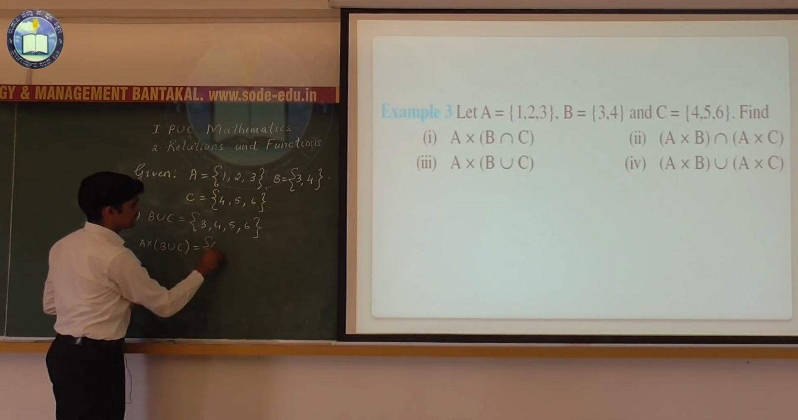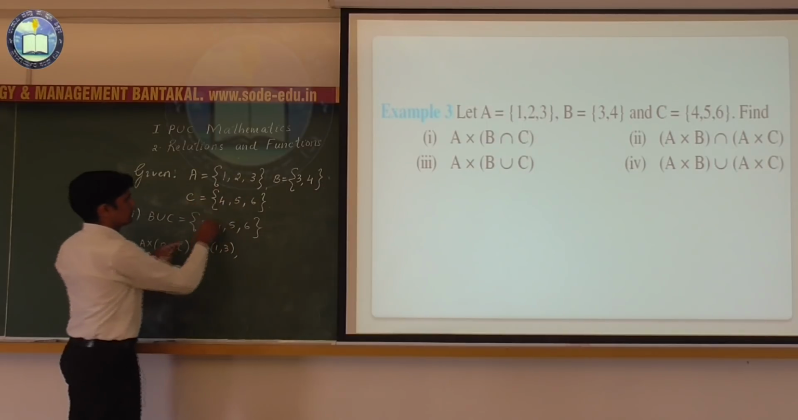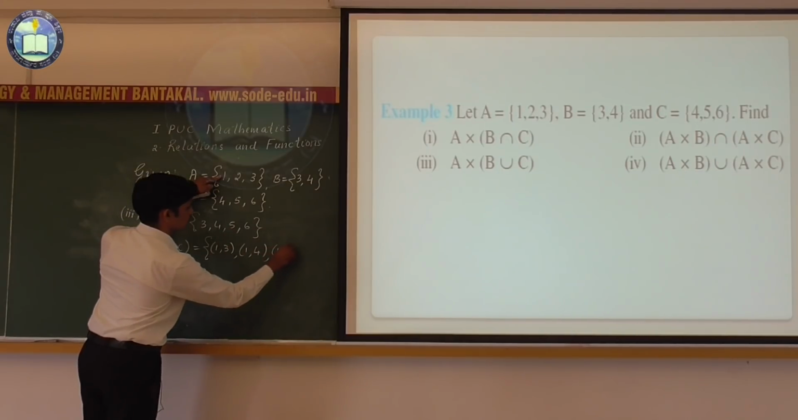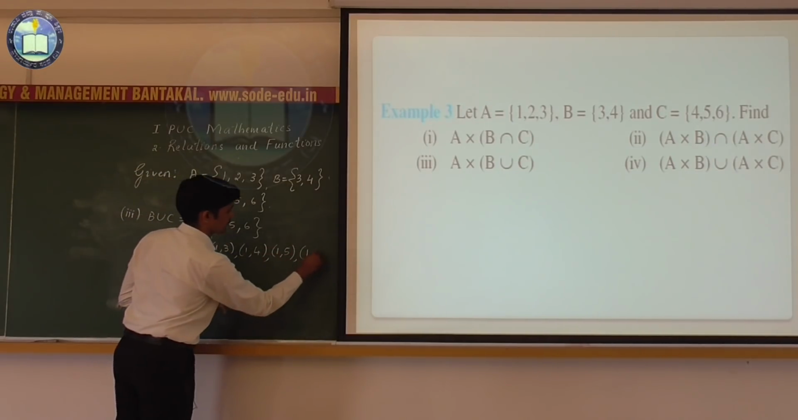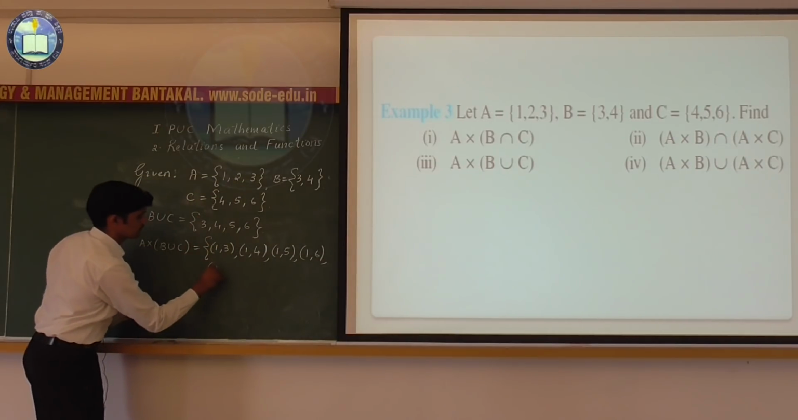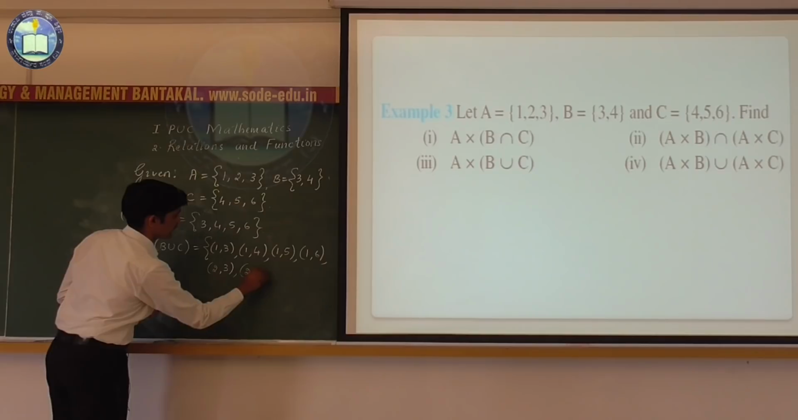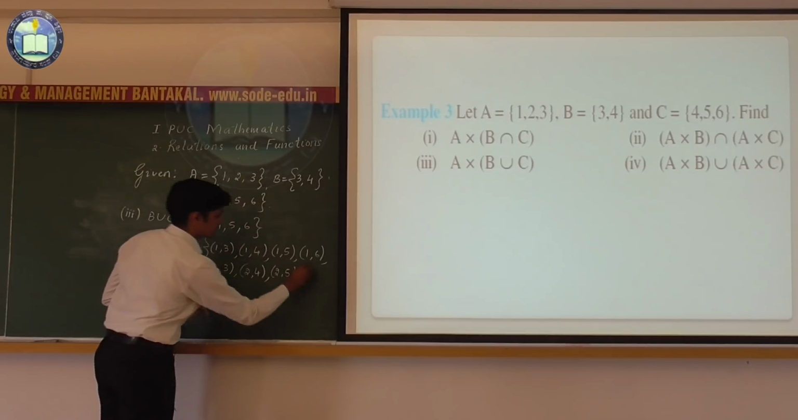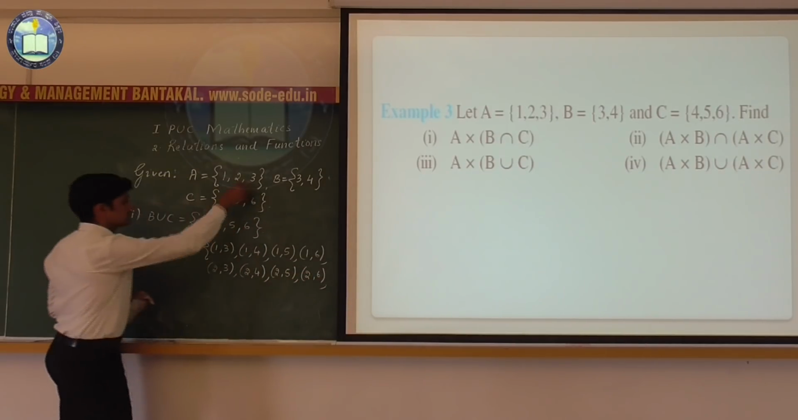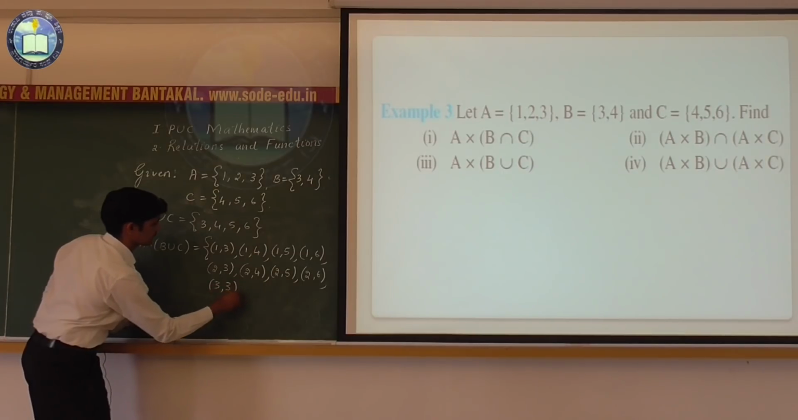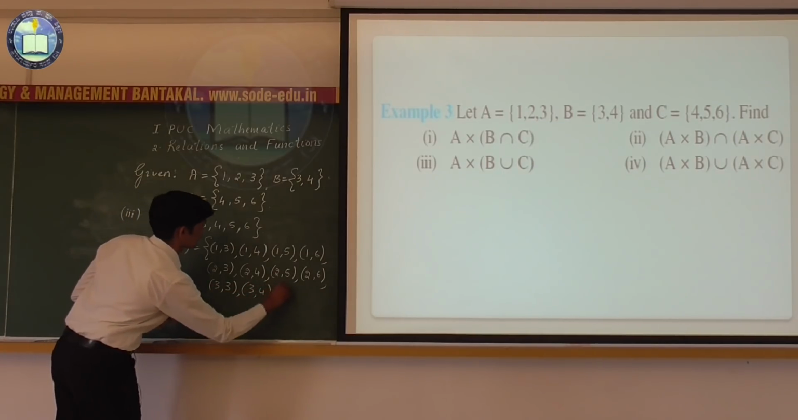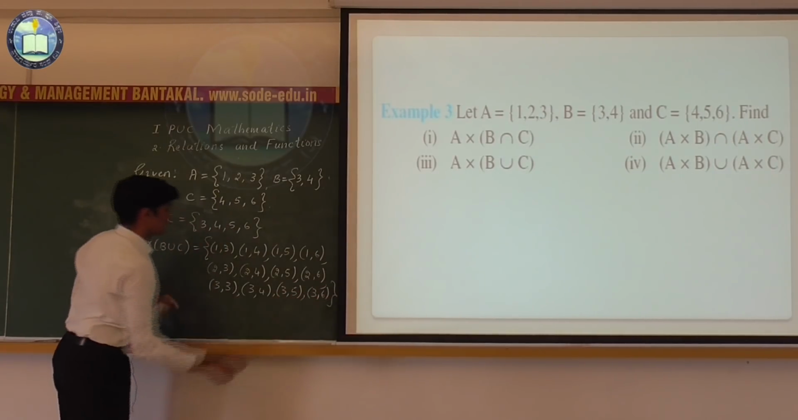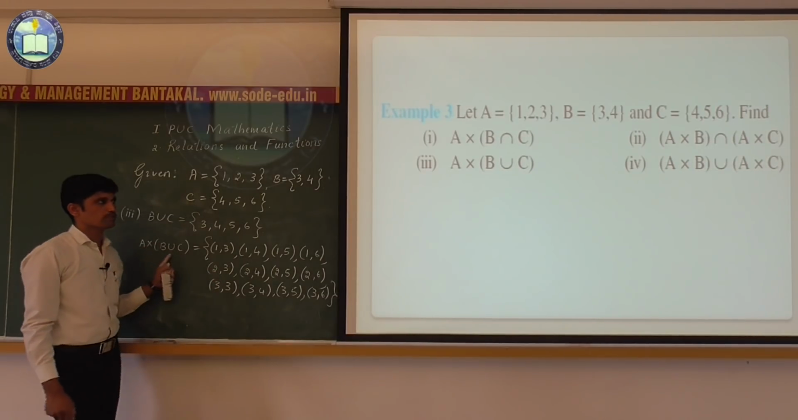That is (1,3), then (1,4), then (1,5), (1,6), then (2,3), then (2,4), (2,5), (2,6), (3,3), (3,4), (3,5), (3,6). These are the elements of the set A cross (B union C).